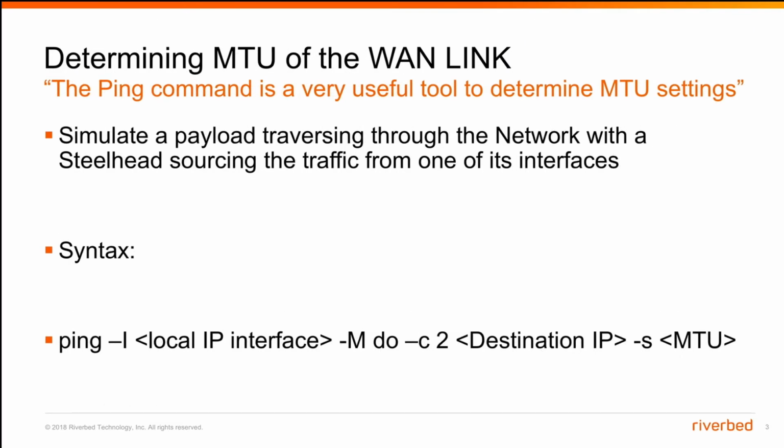Now, the KB article that was below basically is determining what is the MTU setting that you should have on your WAN link. The ping command is a very useful tool to determine MTU settings. It basically stimulates a payload that traverses through the network with a SteelHead sourcing the traffic on one of its interfaces. So the syntax would be ping -I with the local IP of the interface, -M for MTU discovery, and you can do -c, which would do the count, how many times you want to do it, and with the -s setting, you can put the MTU value that your network has, which would be most likely like 1500.